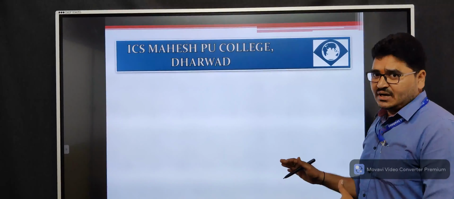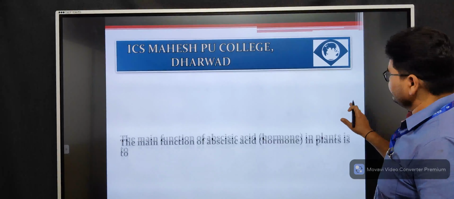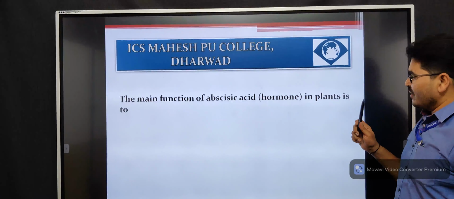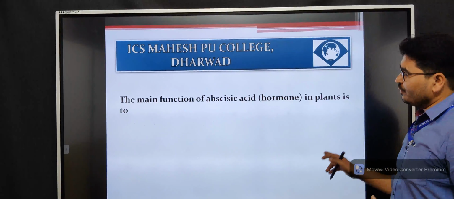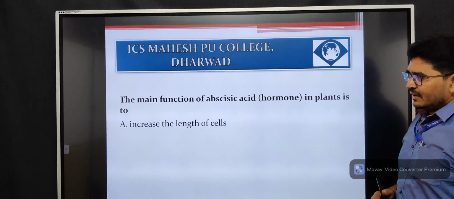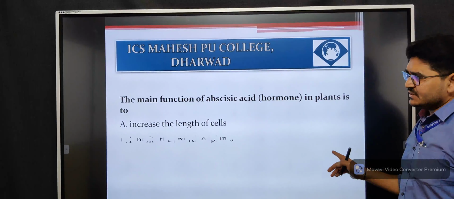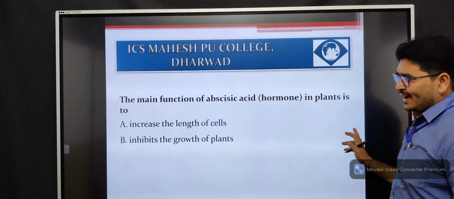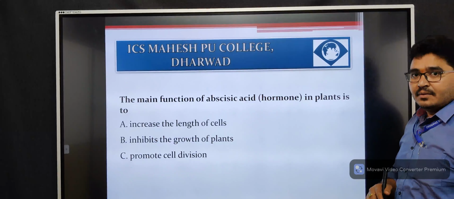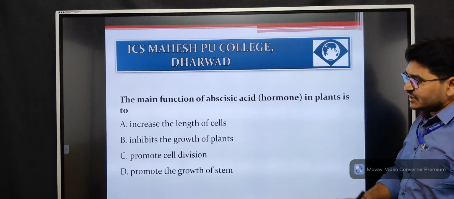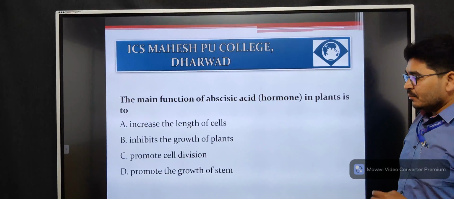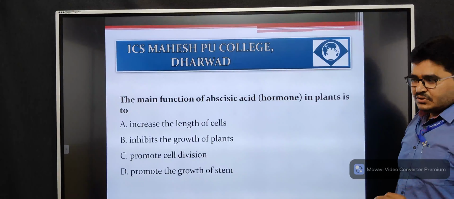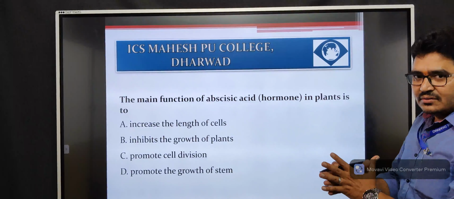So let us start with the first question. The main function of abscisic acid hormone in plants is to: A. Increase the length of cells, B. Inhibits the growth of the plants, C. Promotes cell division, and D. Promote the growth of stem. So this is the question.